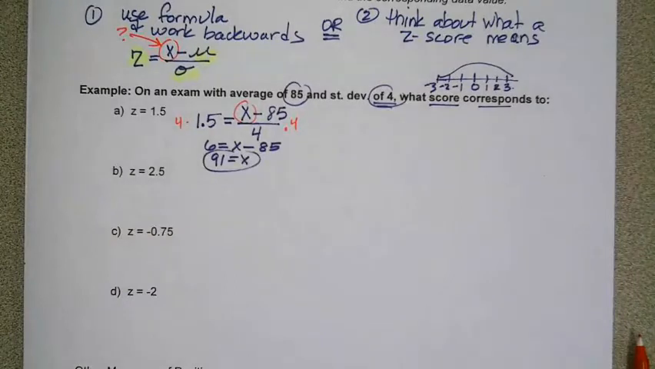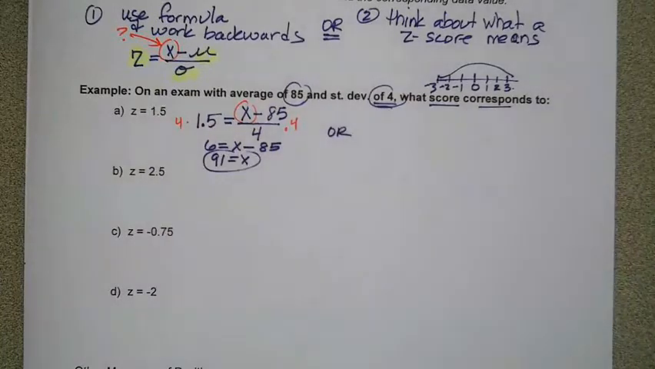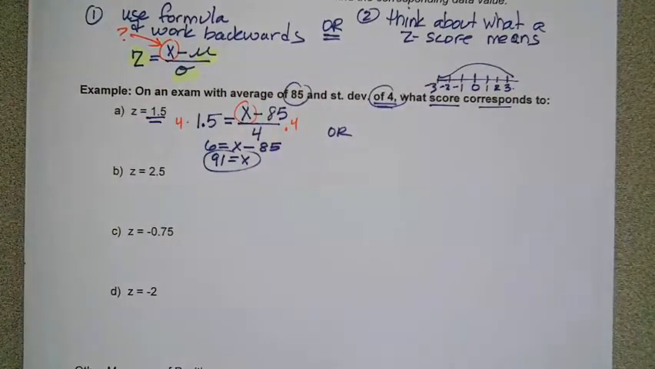And you can do that every time you have a formula, two steps to solve it. Or option 2, you're going to end up doing the same thing, is more to kind of go with what the z-score means. Oh, I'm 1.5 standard deviations above average.